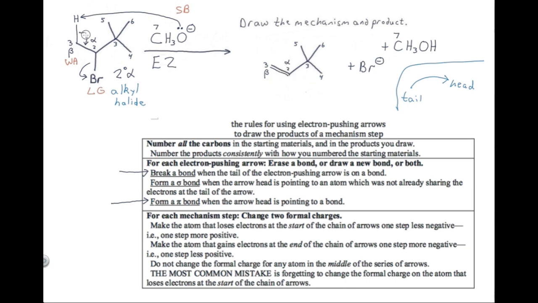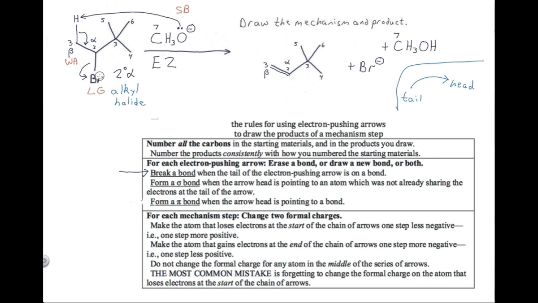So now we've dealt with this arrow. This arrow told us to break the bond between carbon-3 and the hydrogen and to form a new pi bond between carbon-2 and carbon-3. Now we have to work with this electron-pushing arrow. Does this arrow tell you to erase a bond, draw a bond, or both? Well, this is an arrow that tells us to erase a bond using this rule. Because the tail of this arrow is on this bond, that tells us to erase the bond between carbon-2 and the bromine. And I actually already went ahead and did that.